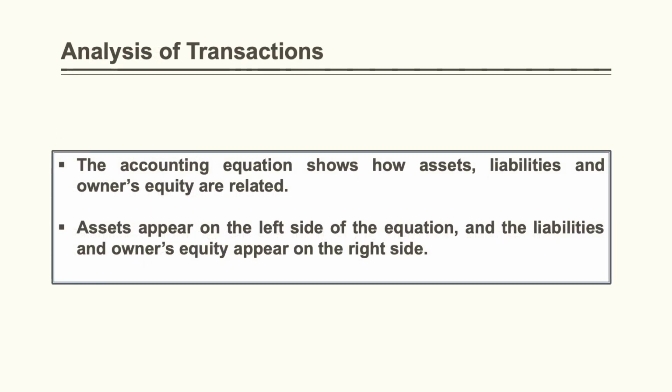When we are talking about the accounting equations, we cannot run away from analysis of the transaction. The accounting equation shows how asset, liabilities, and owner equity are related. Asset appears on the left side of the equation, and liability and owner equity are always on the right hand side.